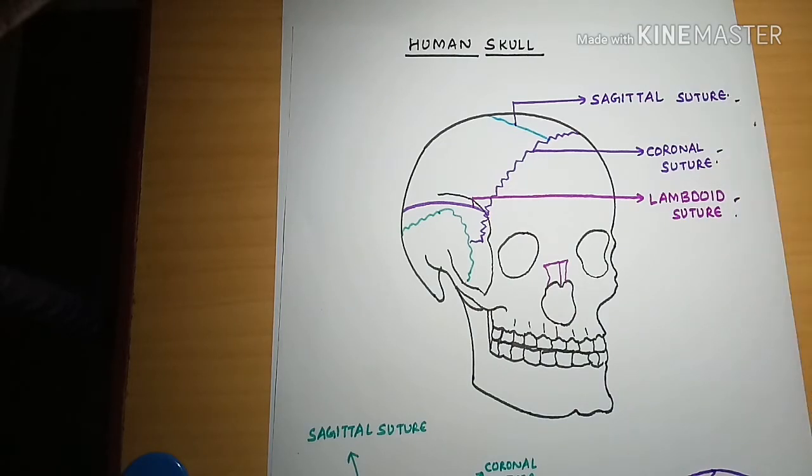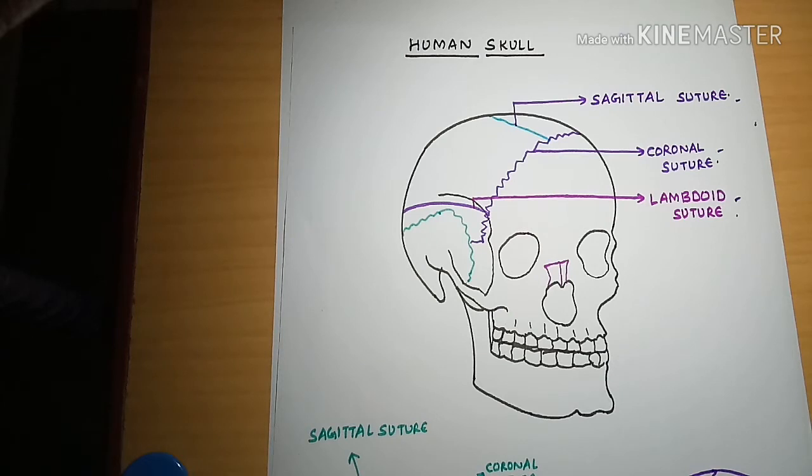So there are 3 types of sutures present in the human skull. These are the sagittal suture, coronal suture, and the lambdoid suture. The sagittal suture will divide the skull into right and left parts. The coronal suture will divide the skull into front and posterior parts, and the lambdoid suture is present in the skull.